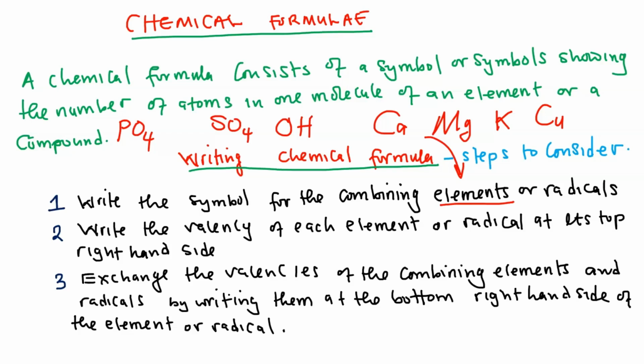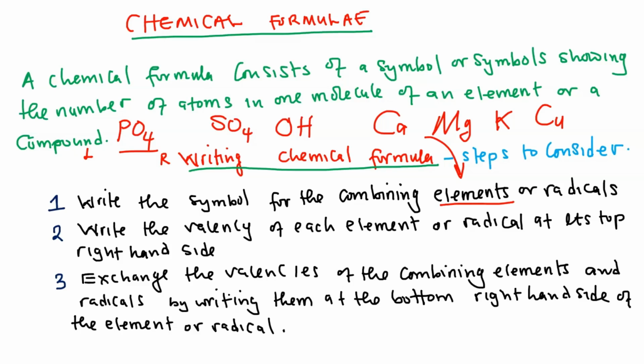Okay? So now, what about the other one? Write the valence on each element or radical at the top right hand side. Okay, so we are going to see how this is done. So for this second part, we are saying write the valence of each element or radical at the top right hand side. So this is a radical symbol, which is phosphate. This part of phosphate is the left part. This is the right part. Now we are saying at the top right side, so which means here.